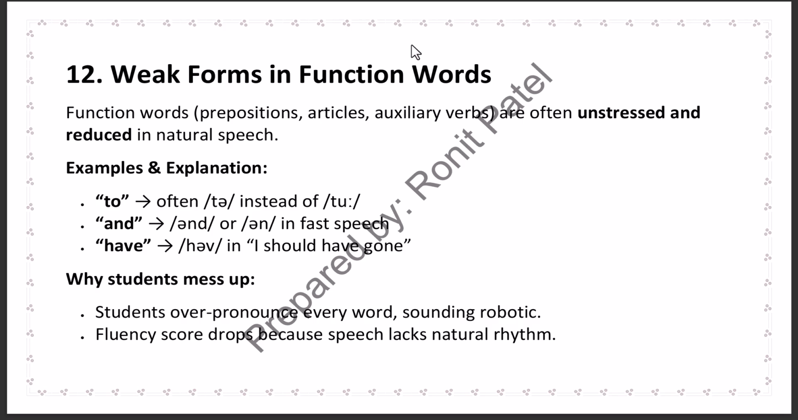So here is the powerful principle. Natural English is built on contrast. Important words are strong, grammar words are weak. This contrast creates the music of fluency. Without weak forms, speech loses rhythm and fluency score falls.